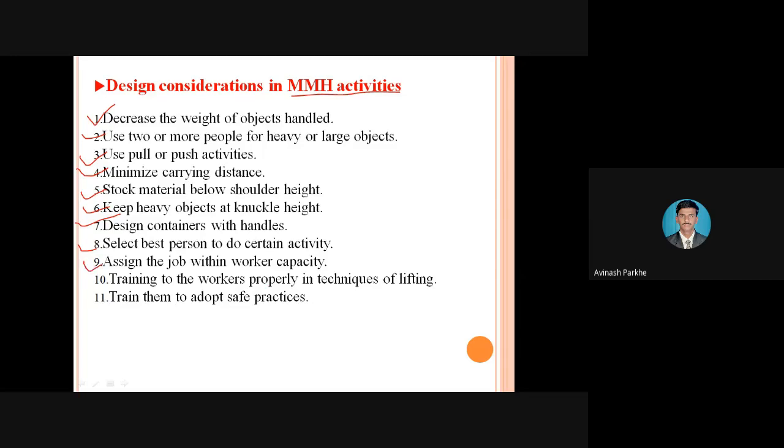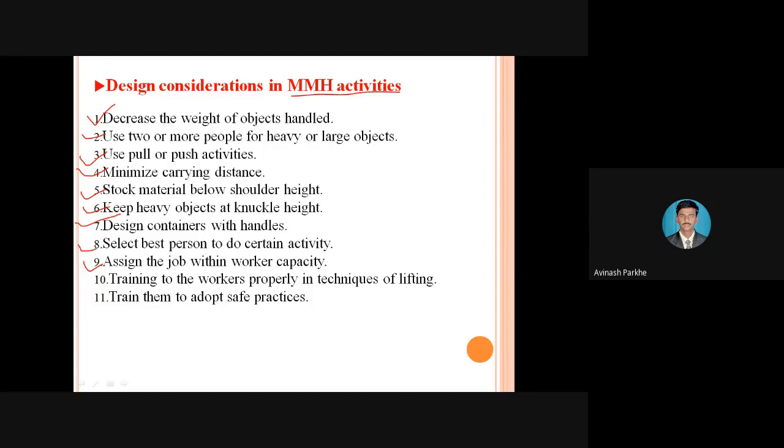Ninth one, assign the job within worker capacity. Whatever the job we are assigning to that particular operator, it should be assigned within the worker capacity. If some small children are working in the industry, as per that particular age or as per the weight of those children, we have to assign the work. Similarly, whatever the operators are there, operators who are working on that particular machine or handling the objects, as per the capacity of that particular operator or worker, the work is to be assigned.